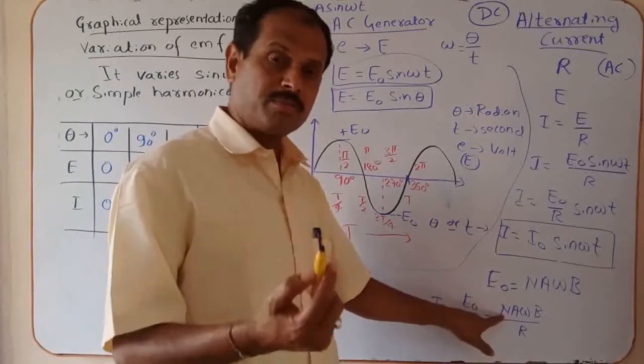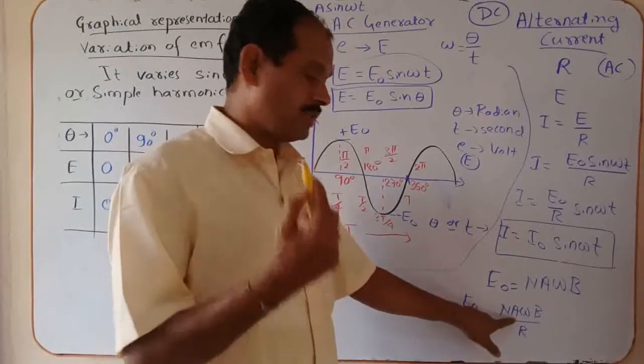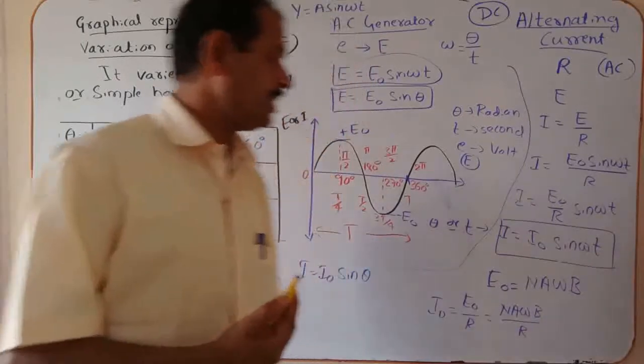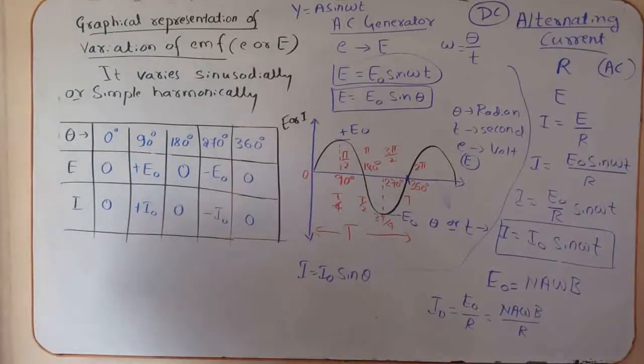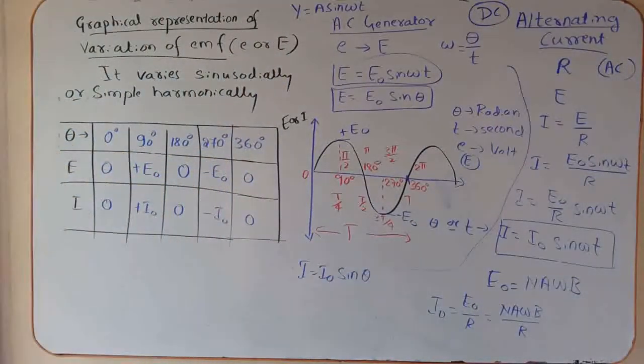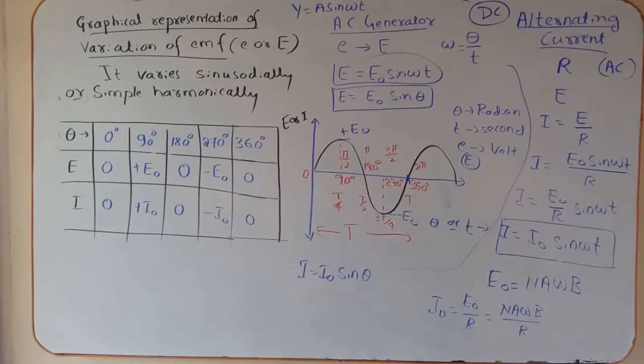Here N is the number of turns in the armature coil, A is the area of the coil, omega is the angular frequency or angular velocity, B is the magnetic field, and R is the resistance of the coil. Now you have a few expressions for the alternating current. Now there are the time period, frequency and all these things. Okay, thank you.